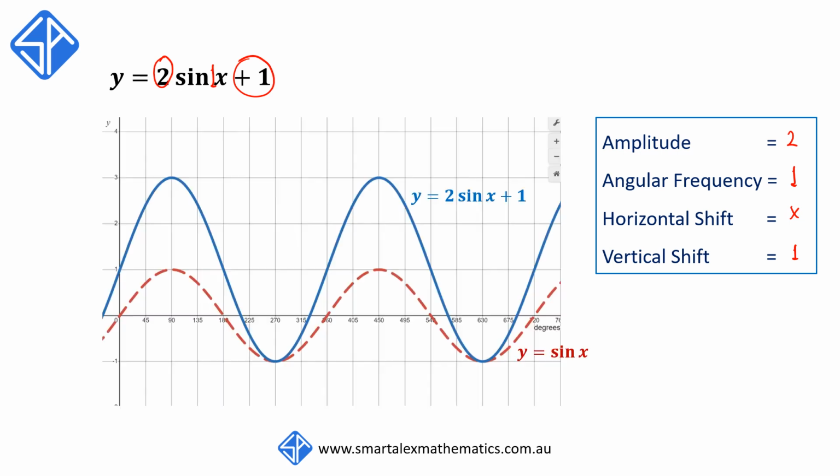So here's the graph of y equals 2 sin x plus 1. The red dotted graph is the original graph of y equals sin x, and the blue graph is the transformed function y equals 2 sin x plus 1. So we can see that the center of motion has moved up by 1 unit. The amplitude has also changed from 1 to 2 units. The period is unchanged since the angular frequency is 1. This means that we're able to complete one cycle within 360 degrees.